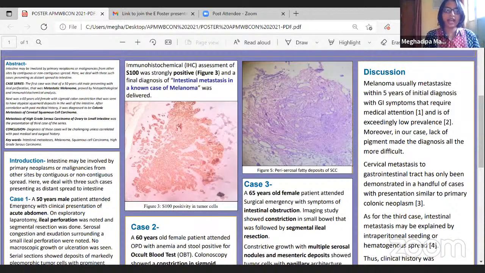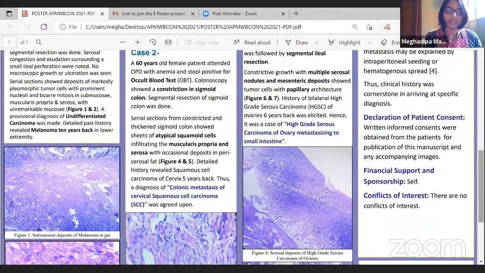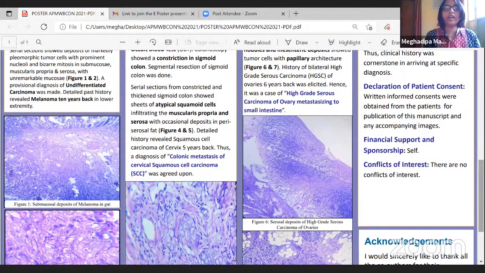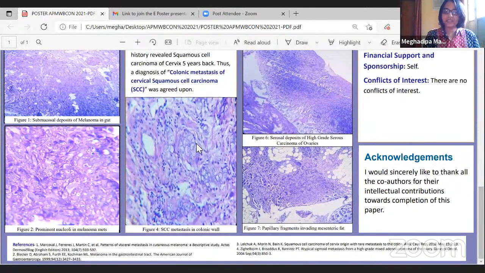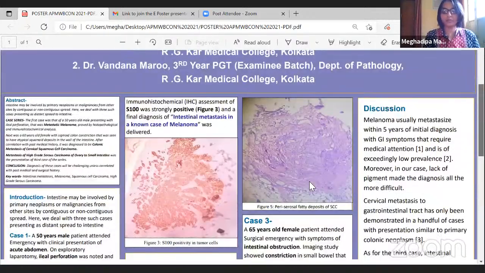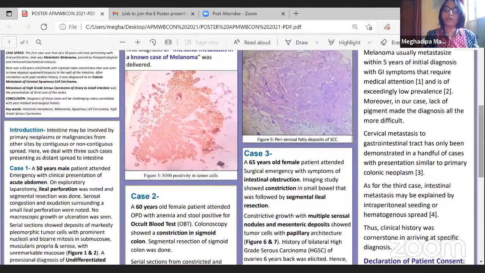Now, as for the second scenario, it was a 60-year-old female patient who attended the outpatient department with anemia and OBT positive. Colonoscopy showed a constrictive growth in the sigmoid colon, and segmental sigmoid colon resection was done. We received the specimen, saw constriction in the sigmoid colon, and gave multiple sections. We saw atypical cells with squamoid characteristics, as we can see in figure 4, present in the muscularis propria and the serosa. In this case also, the mucosa as well as the submucosa was absolutely normal without any dysplasia or atypia. Similar atypical cell infiltration was also seen in the periserosal fatty deposits.